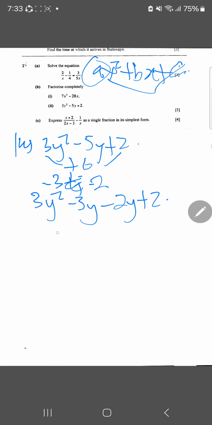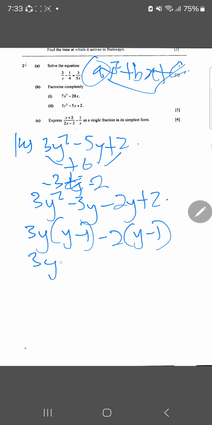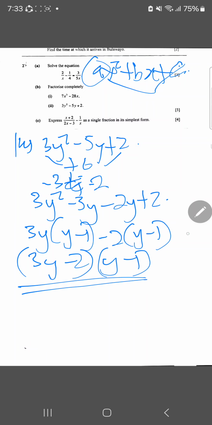We are now factorizing by grouping terms in pairs, these 2 and these 2. We factor out 3y here, we are left with y minus 1. Then minus 2, we are left with y minus 1. Then 3y minus 2, then y minus 1. So this is our answer on item number B, item 2.